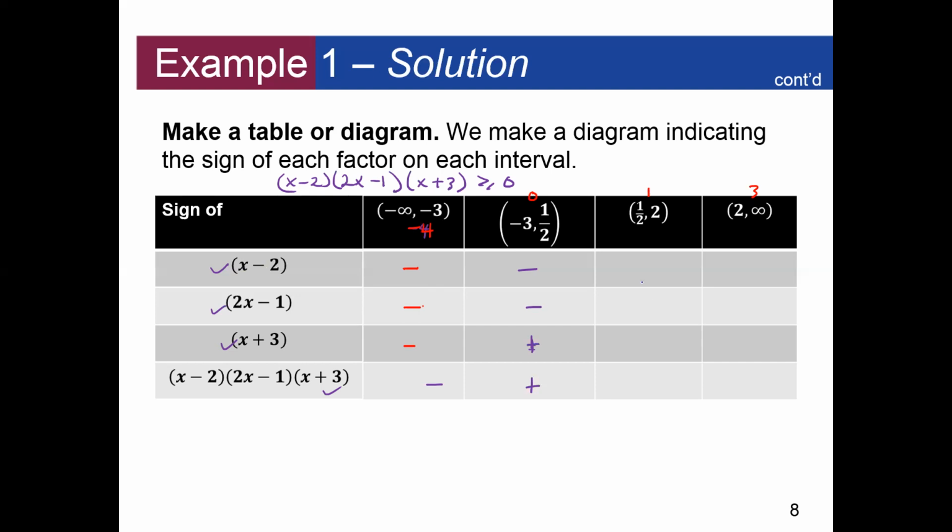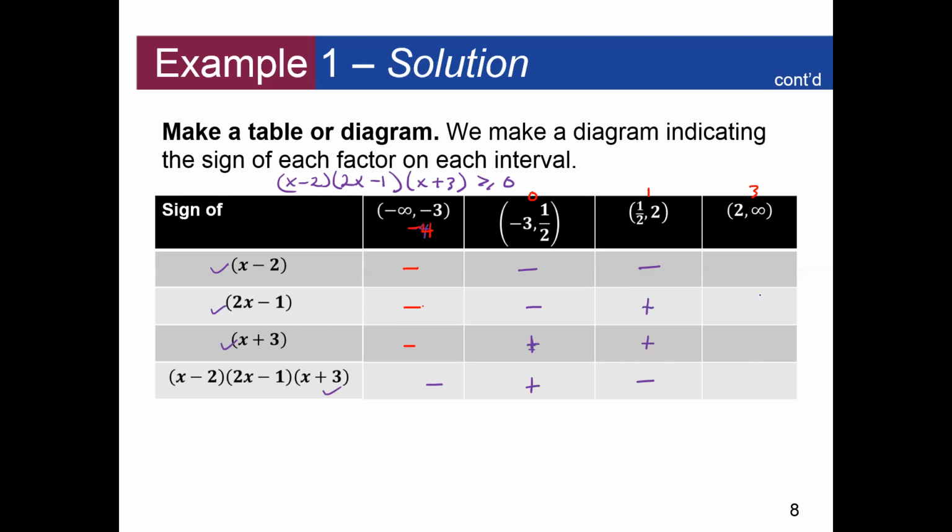1 minus 2 is negative. Okay, 2 times 1, which is 2, minus 1 is positive. And then 1 plus 3 is positive, 4. And then when you multiply this out, you have negative, positive times positive is positive, then times negative is what? It's negative. Okay. Then we go to the fourth one, right?